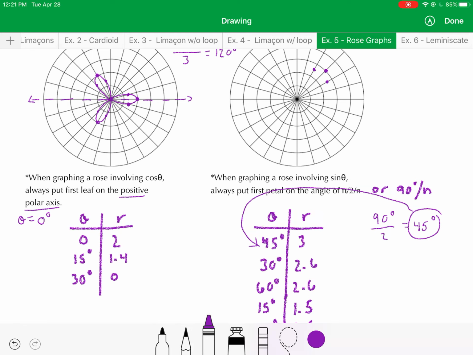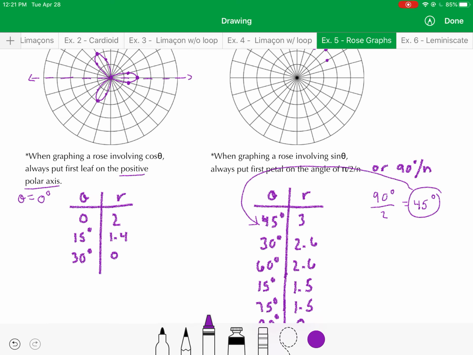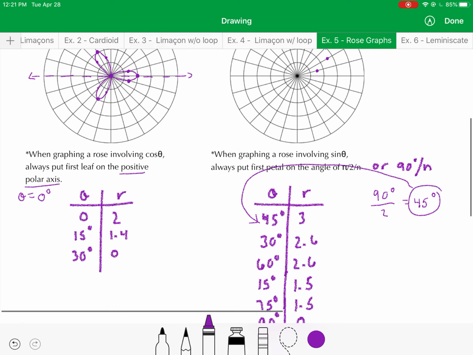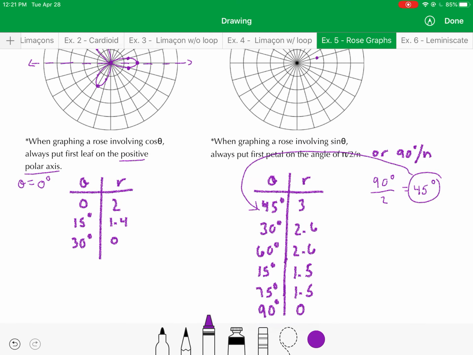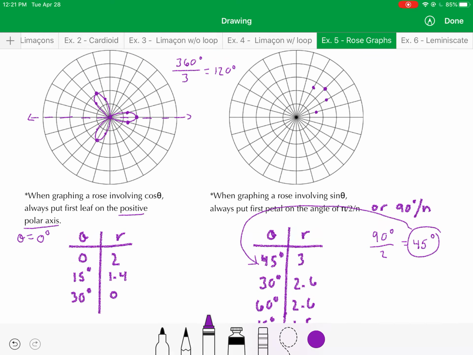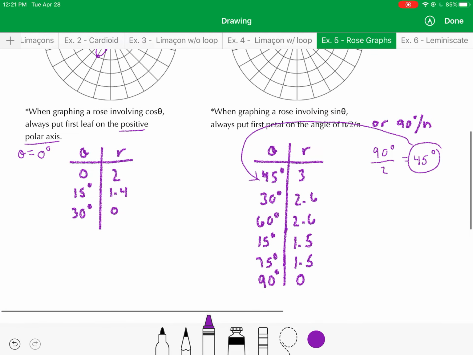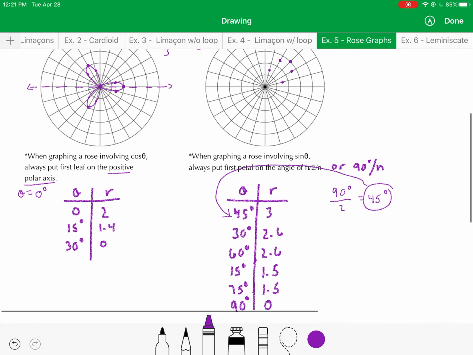Then I just keep branching further away from that first point that I plotted. So if I use 15 degrees, that gives me 1.5 for R. And if I use 75 degrees, if I went in the other direction, 1.5 for R as well. And then finally, notice if I plug in 90 degrees, I end up with R equaling 0. Okay. So those 6 points can make my first petal here.